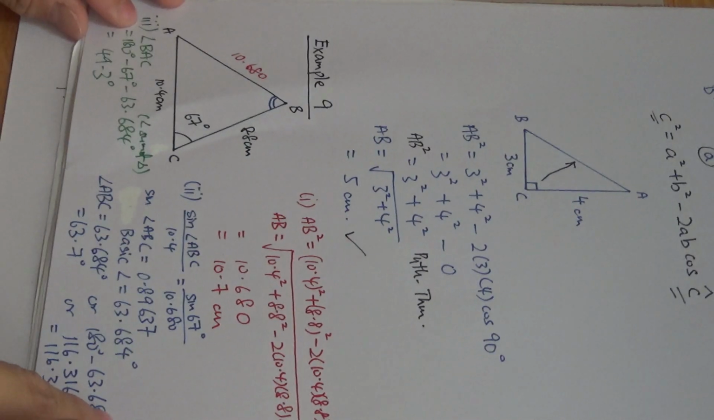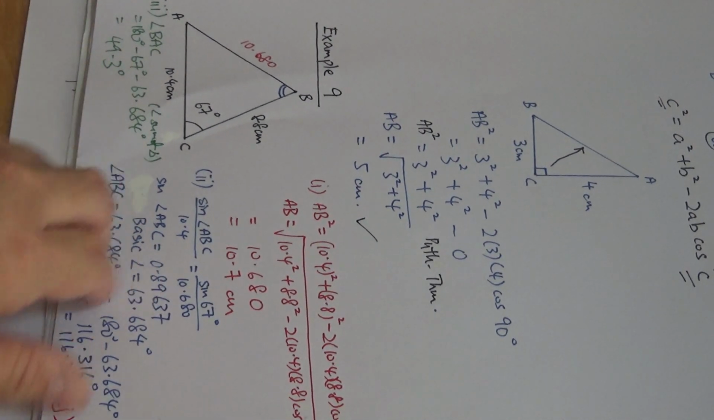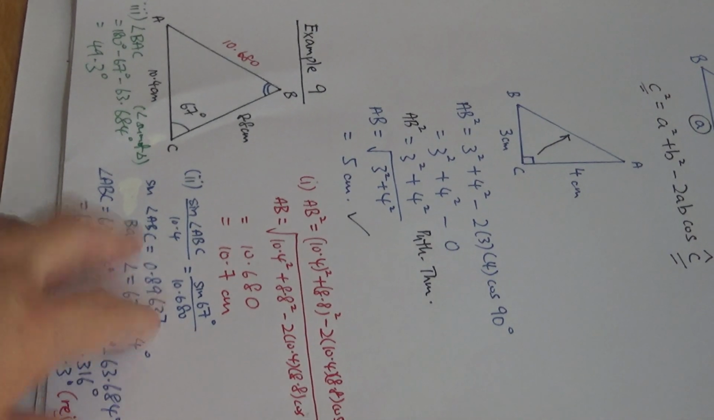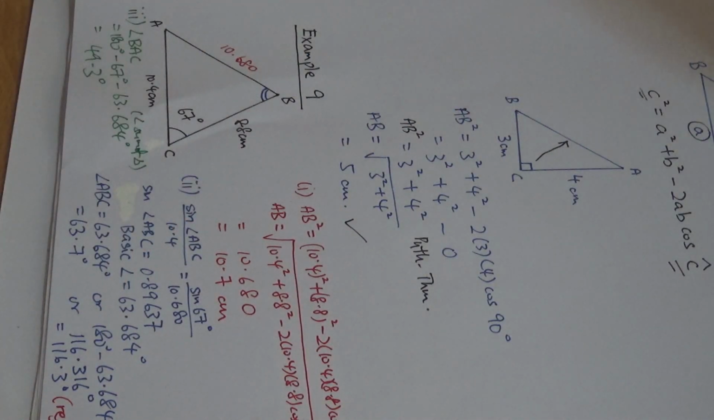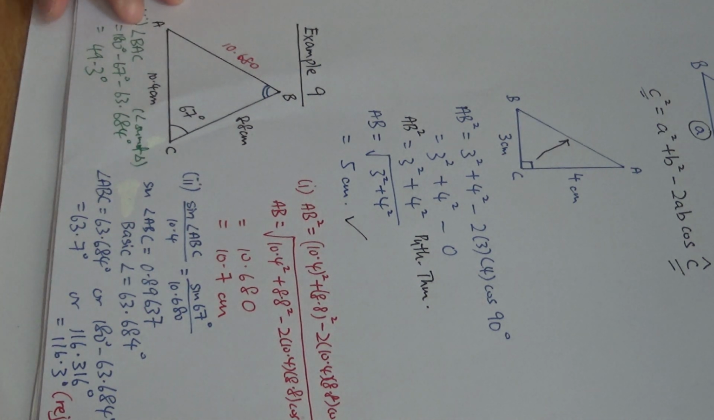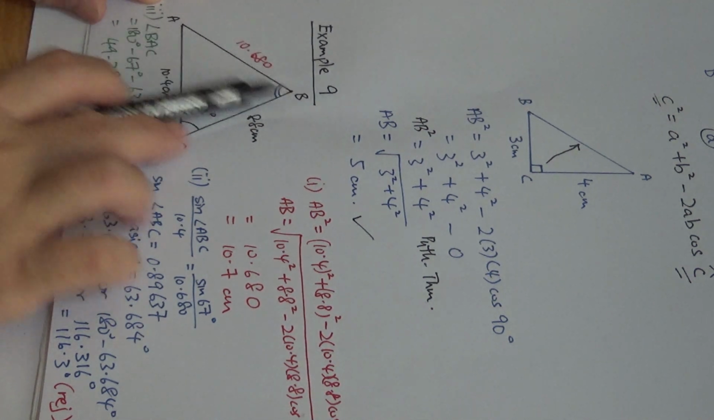Now let's take a look at example 9. This one looks chunky, but don't worry, I'm going to go through it part by part with you. Can we look at the diagram first? Let us all look at the diagram. The question in part 1 asks for the length of AB. They want to find the length of AB here.